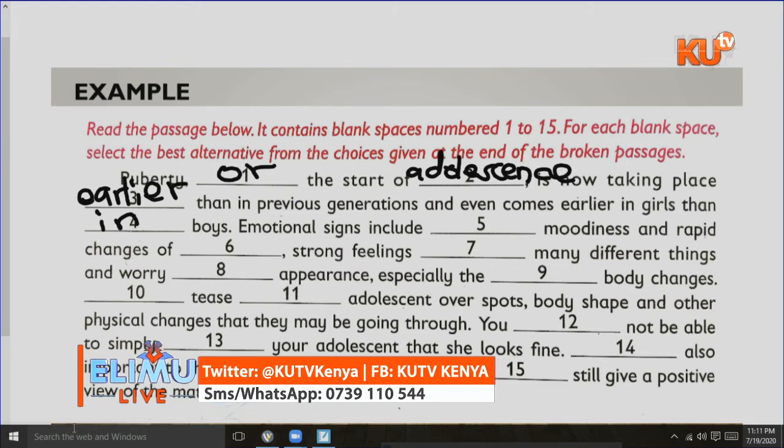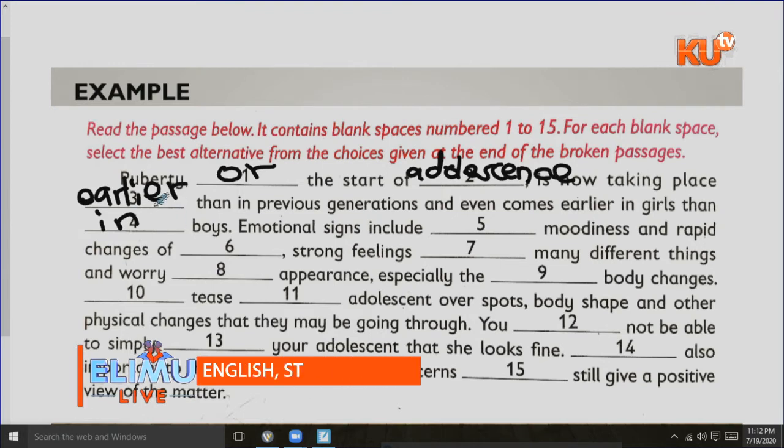So then your correct answer there will be adolescence, because you will look at this word puberty. Which word means the same as puberty? Is it preteens? Is it adulthood? Is it adolescence? Or is it old age? And the correct choice is adolescence.